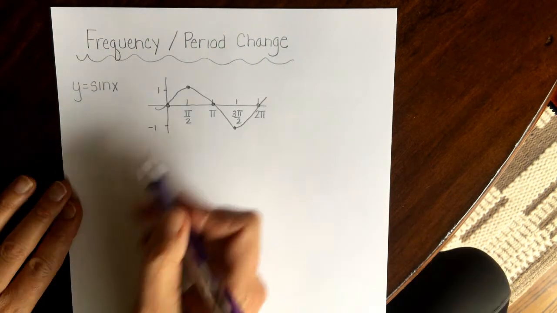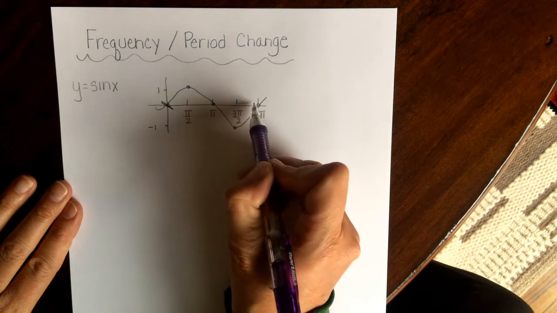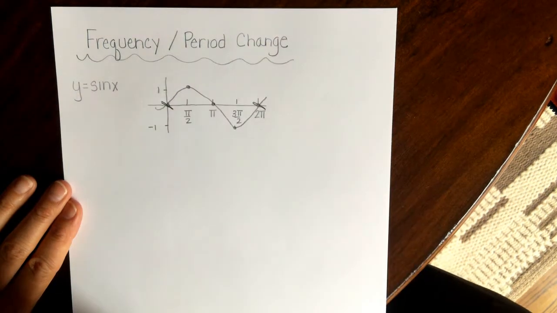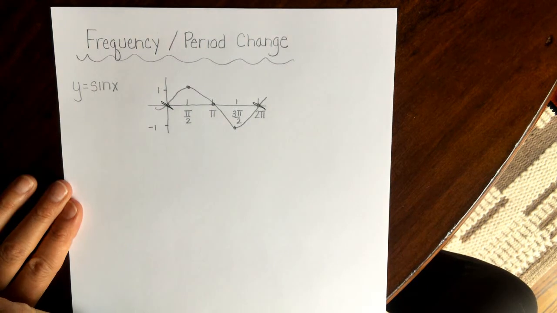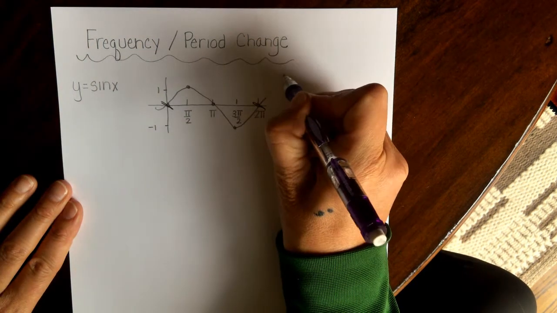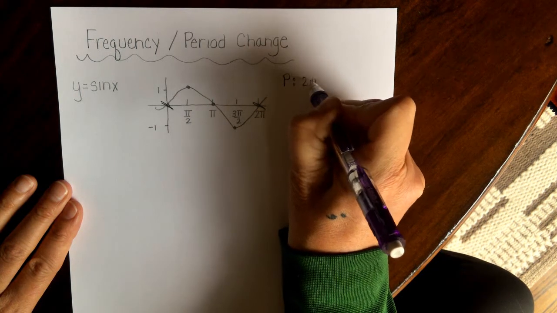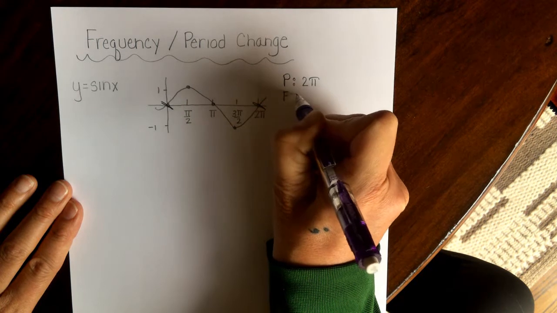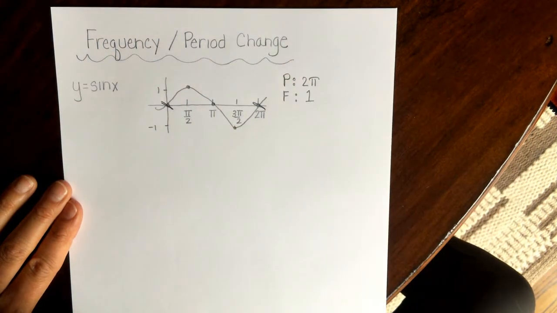All right, the parent function starts and stops at 2 pi. That means there's one cycle every 2 pi. So for the parent function, like we said before, the period is 2 pi and the frequency is 1. There's one cycle in 2 pi.